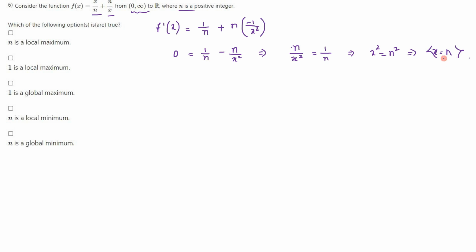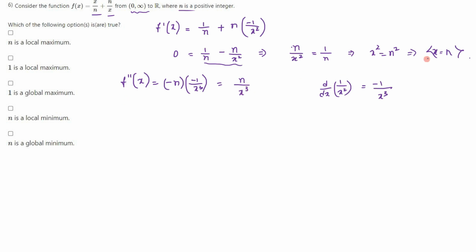Okay, x equal to 1, n is a critical point. Moving on, f double dash of x, what is this? I have to differentiate this again. So this will be 0, minus n is a constant, differentiation of minus 1 by x square. If we differentiate this, 1 by x square, differentiation is nothing but minus 1 divided by x cube, that is minus 1 by x cube. Now f double dash of x is nothing but minus into minus plus, that is n by x cube.